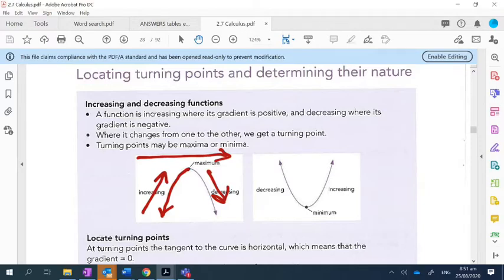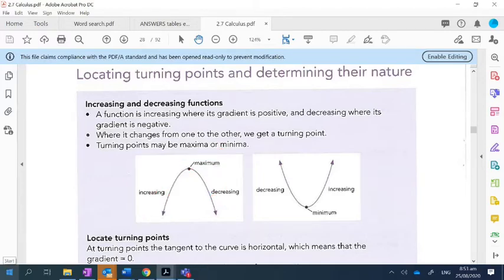Depending on, is it increasing, then decreasing? What would that be? Increasing, yeah, there you go, maximum. If it's decreasing, then increasing, that's a minimum. Okay? So you know things about this. I just might not have put it together in quite this way before.